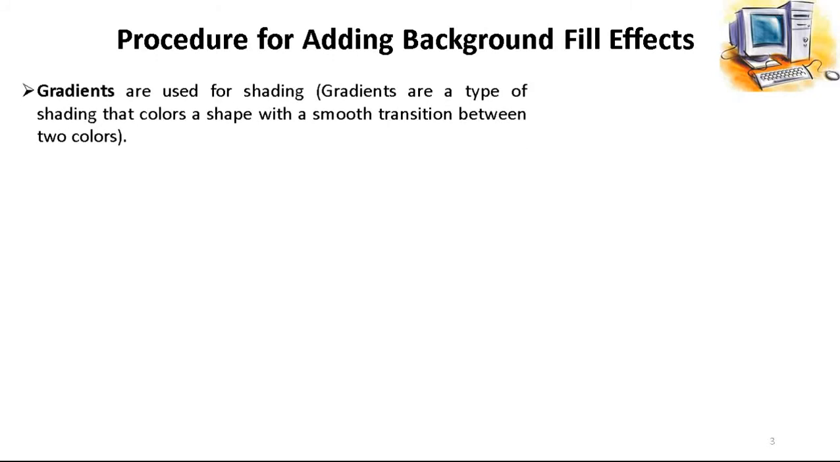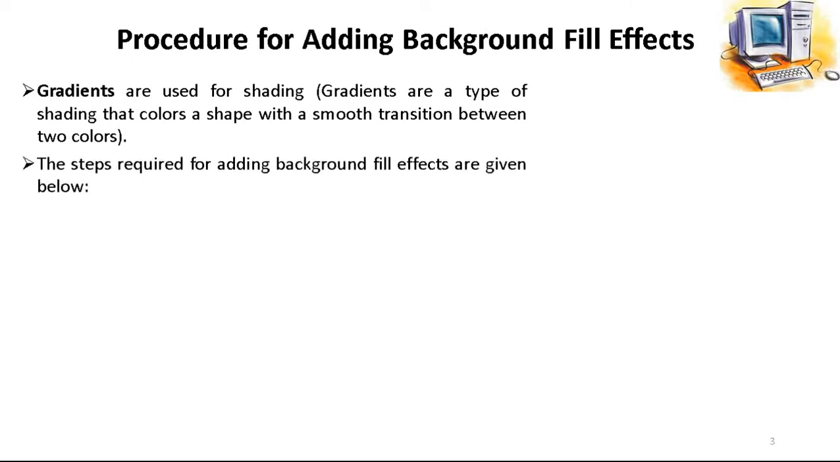Now a stepwise procedure for adding background fill effects. First of all, gradient are used for shading. And what is gradient? Gradient is actually a type of shading that colors a shape with a smooth transition between two or more colors. Typically two colors are used, and the smooth transition between two colors is called gradient. Now the steps required for adding background fill effects are given below.